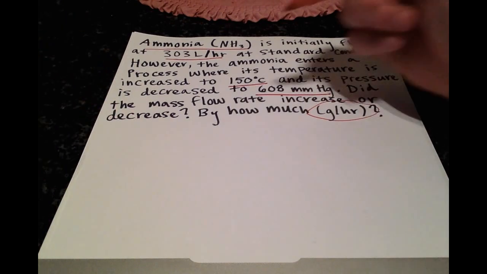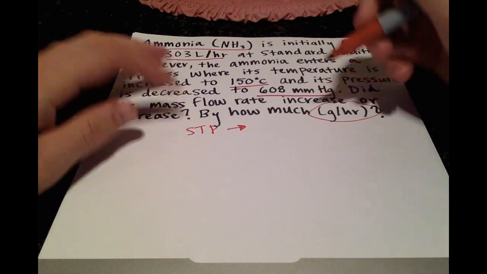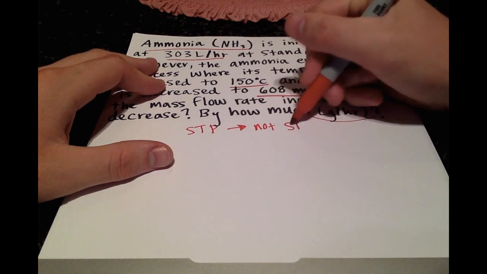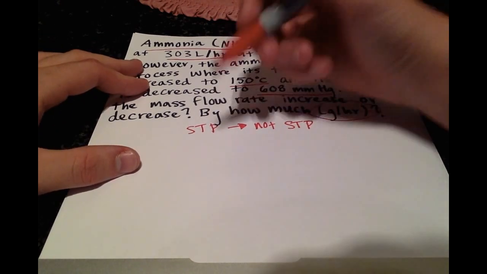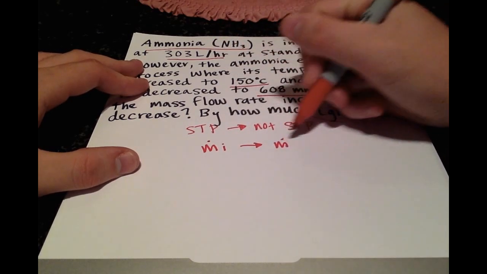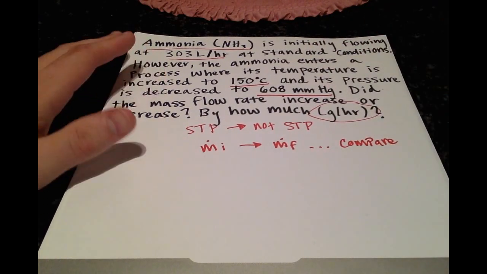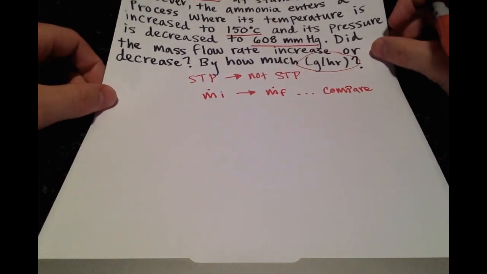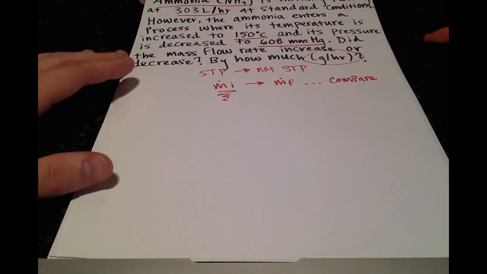Okay, so what are we doing? We're going from STP, standard temperature and pressure, to not standard temperature and pressure. So what do we have to do? Overall, we want to look at the mass flow rate initially and the mass flow rate final, and then compare these two. First, let's start by getting the initial mass flow rate, which we know how to do at standard conditions because we did that in the previous video.